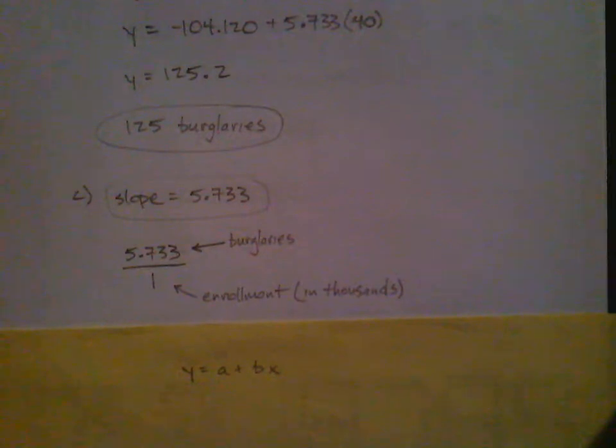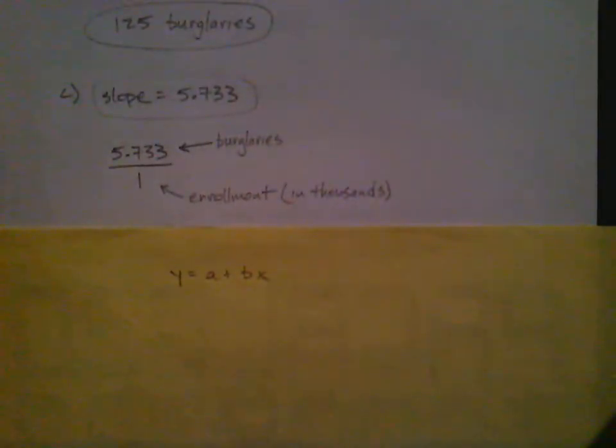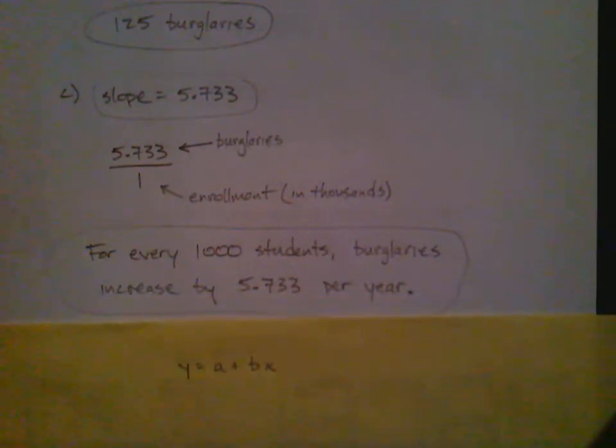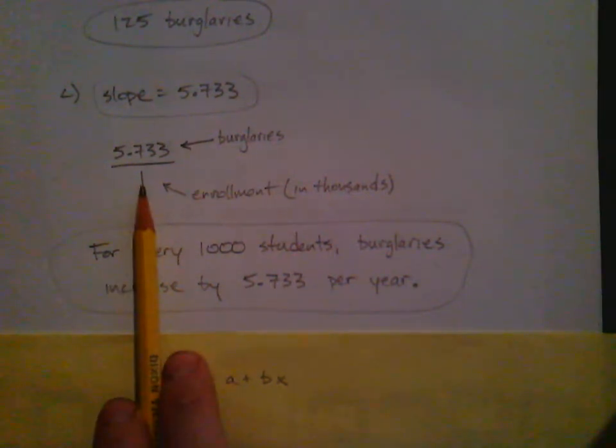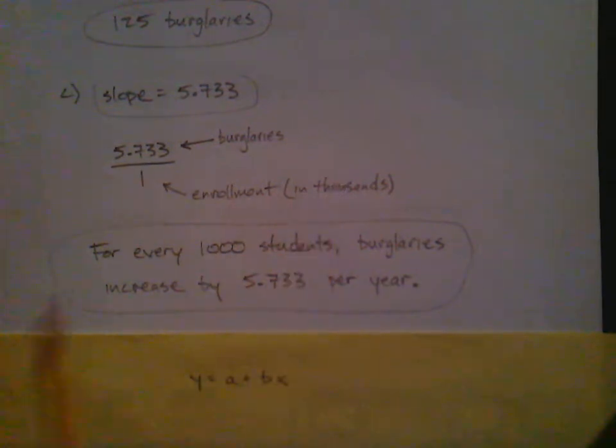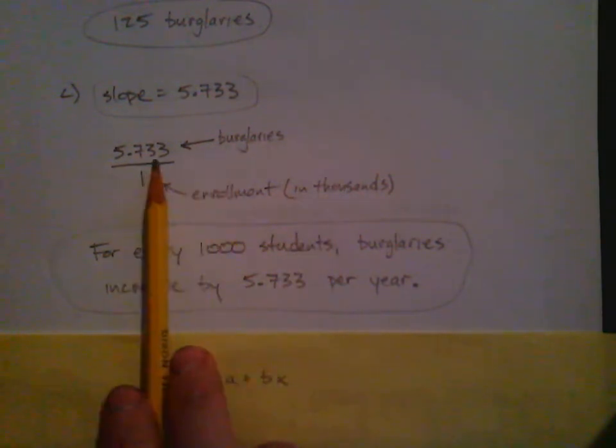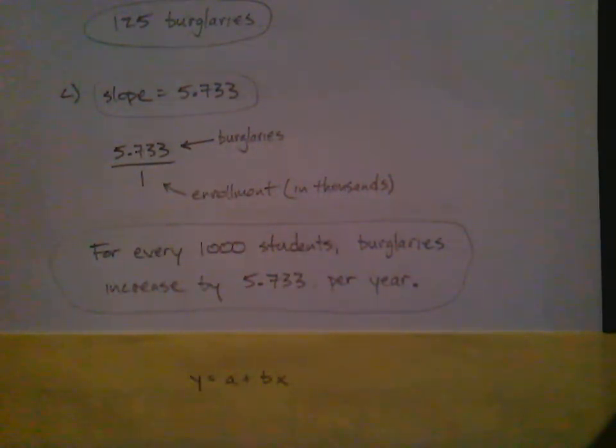So what might we say? How might we say it in words, what that slope really means? Here's one way to do it. For every 1,000 students, burglaries increase by 5.733 per year. It doesn't have to be phrased exactly that way, but I think that structure works. For every one, but that's 1,000, the number of burglaries is going to go up by that many. Okay.